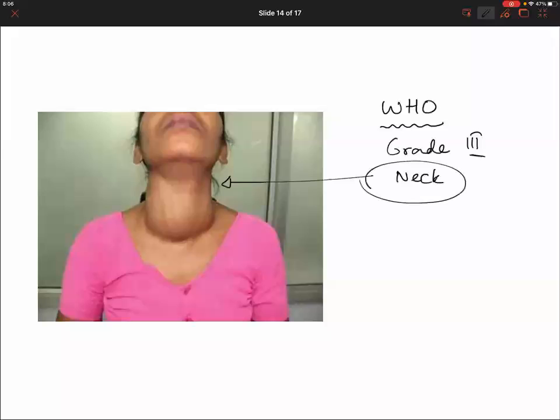I thought about teaching this today, but not today. This is which WHO grade of goiter? What is the position of the neck? Hyperextension. Good. Really appreciate that.